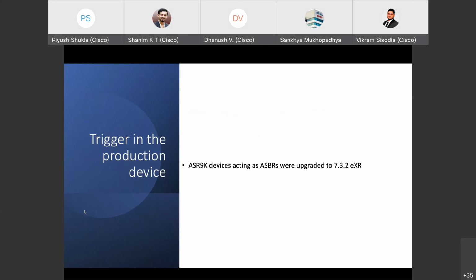Okay, so this was the trigger in the customer production device. They had ASR 9Ks which are acting as ASBRs for their autonomous systems, and they upgraded the device to 7.3.2 XR, and they started facing the problem.